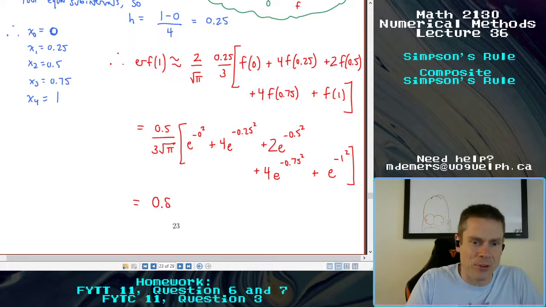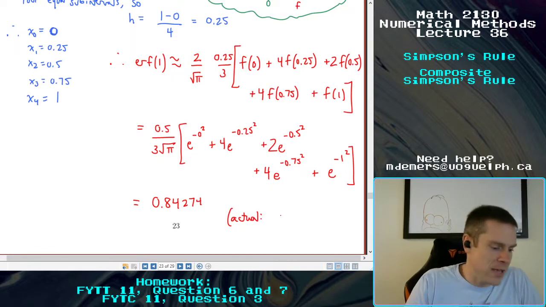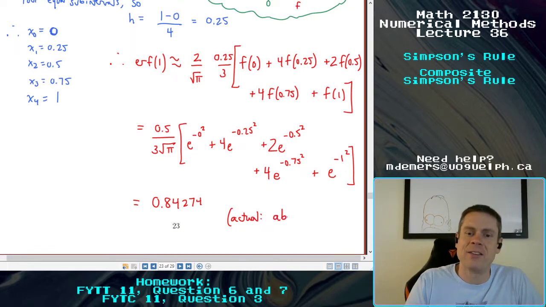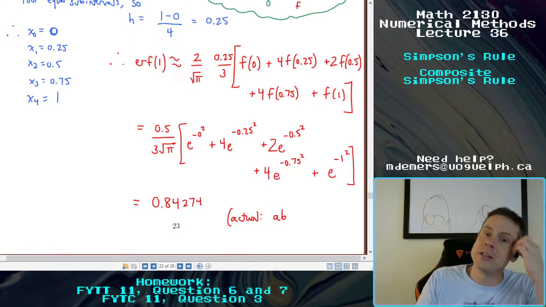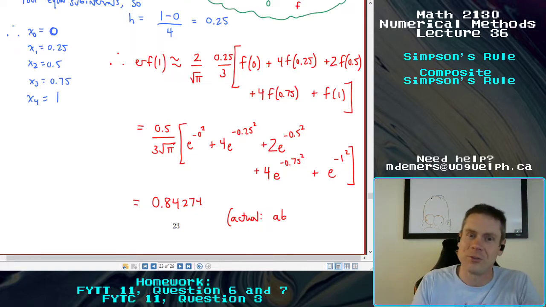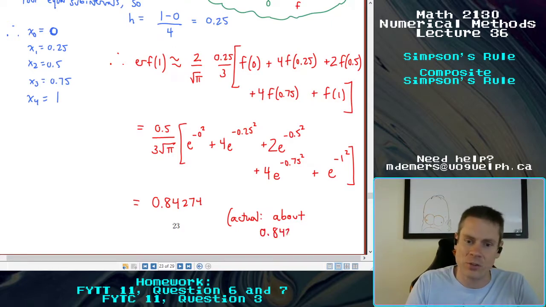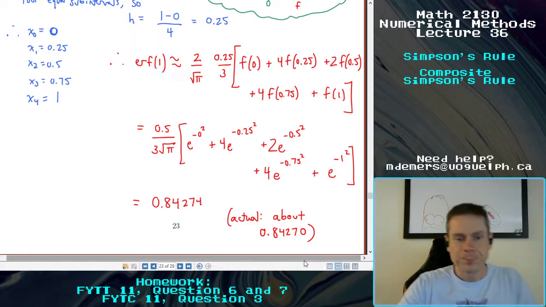You get about 0.84274. And the actual value, which again, it's funny, I say actual value, but really this is just a value that's been determined numerically to incredible precision by computers. So it's just done a better result. But we can say that the true result is actually about 0.84270. So it does an excellent job.